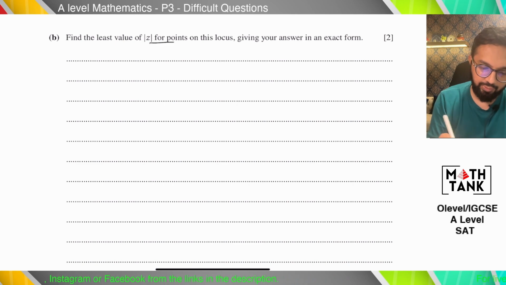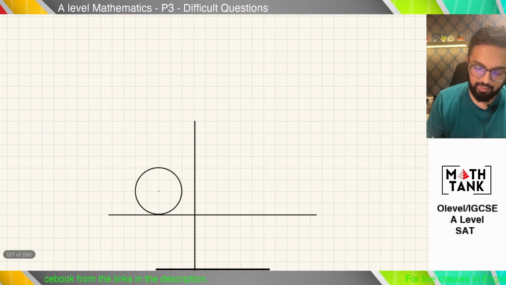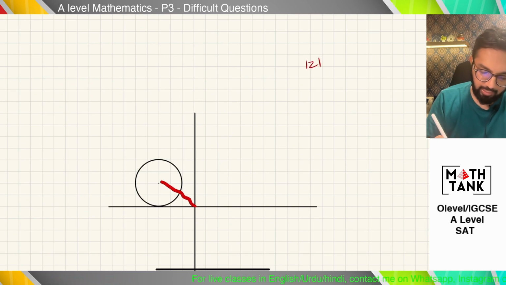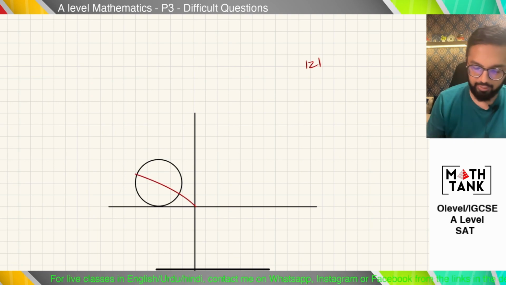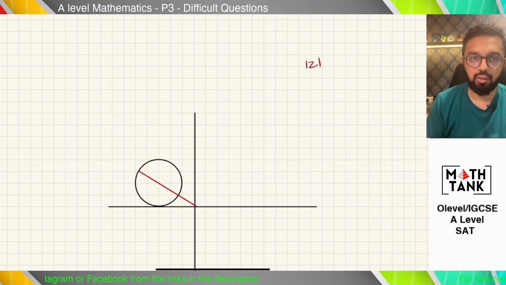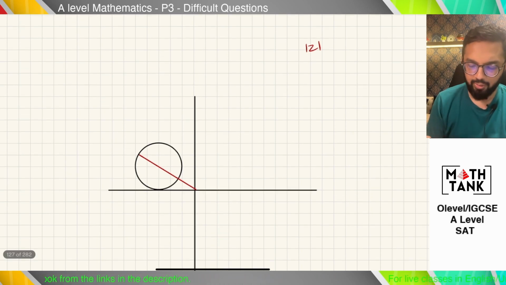Find the least value of modulus z for points on this locus. So whenever I ask you for the least value of modulus of z, it's a line stretching from the origin and going through the center of the circle and exactly to the opposite half. It should be a straight line, not a curved line. Yes, that should be the greatest modulus of z. Z is at the corner.